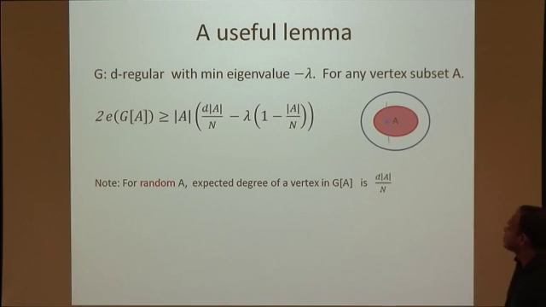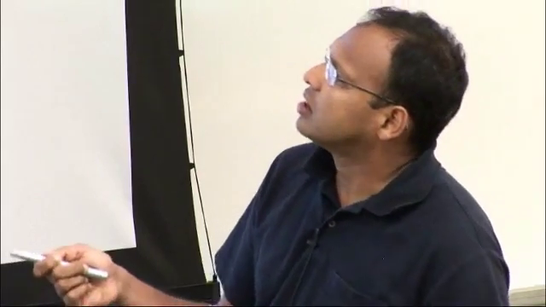What this means is, suppose now you looked at a random subset of vertices, capital A. The left-hand side is the number of edges within A, E of G of A, where G of A is the graph induced on A and E is just the number of edges. So no matter which subset of vertices you pick, the number of edges is at least something. It's giving a lower bound. And what's the right way to think about this lower bound?